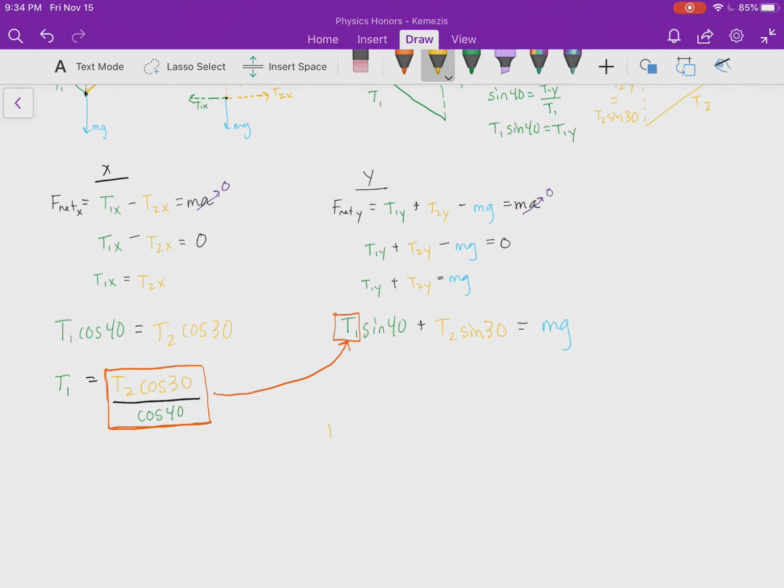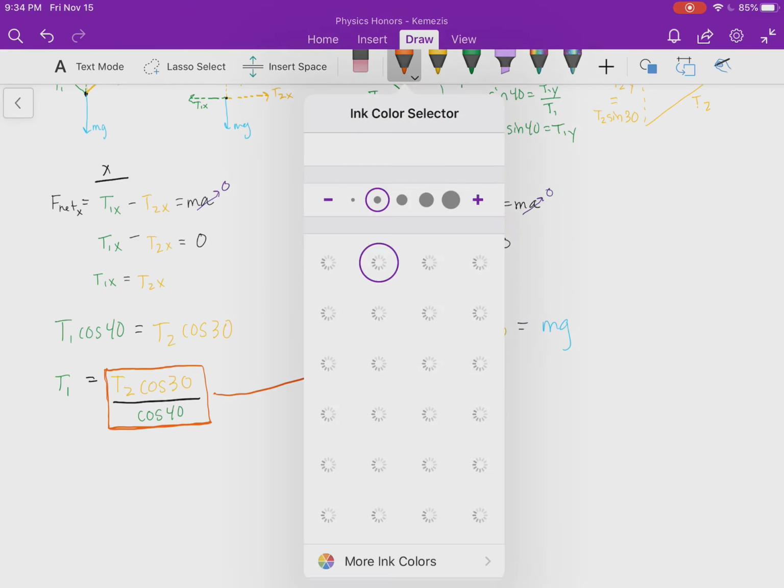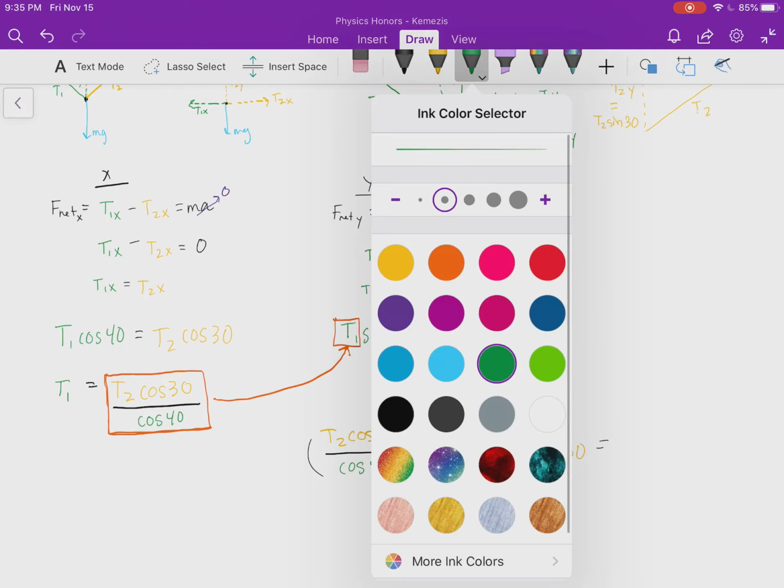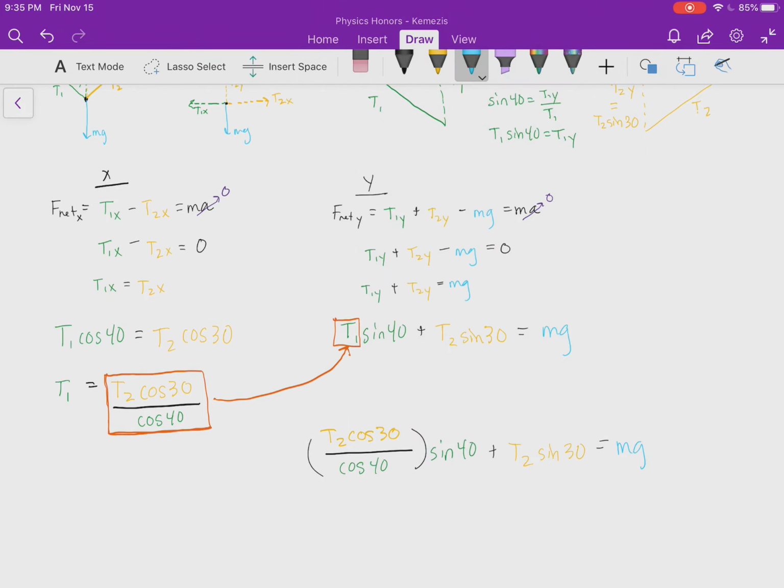And we can get a new equation that reads, right, so I'm plugging in T2 cos 30 divided by cosine of 40. That's T1. And T1 has to be multiplied by sine 40. You can't forget, right? We're only plugging in for T1. We're not plugging in for this entire part of sine 40. So T1, in parentheses, multiplied by sine 40. You're going to add T2 sine 30, and that is going to be equal to mg.